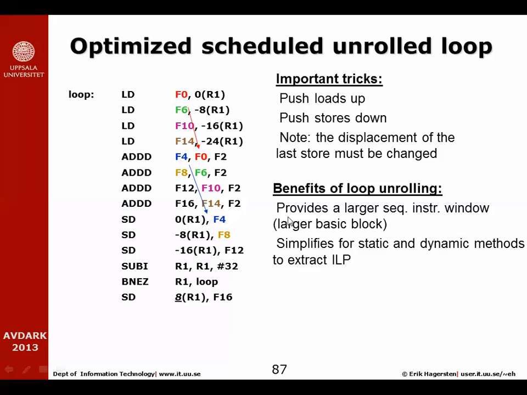So the benefits here from loop unrolling are a couple of things. Most of all, it provides a much larger sequential window of instructions that the compiler can work on. So the larger basic blocks we have, which is a sequence of instructions that contains no branches, the more freedom we give the compiler to be able to move instructions up and down. So this load here, for example, used to be way down before, and now we managed to move it way up here because the basic block is so large.